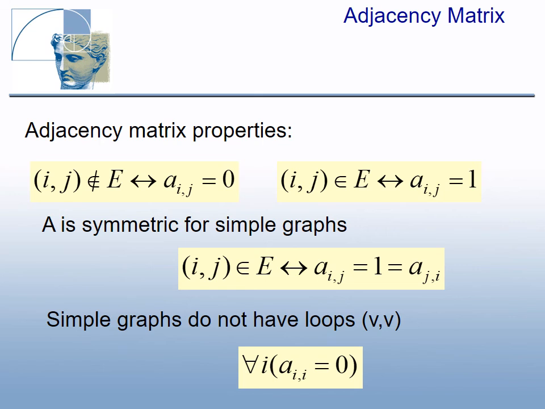More formally, if an edge ij exists, then the matrix element ij is equal to 1. Notice that an adjacency matrix is symmetric for simple graphs. If team i played with team j, it means j played with i as well. And the fact of loops' absence, we have already noticed it.